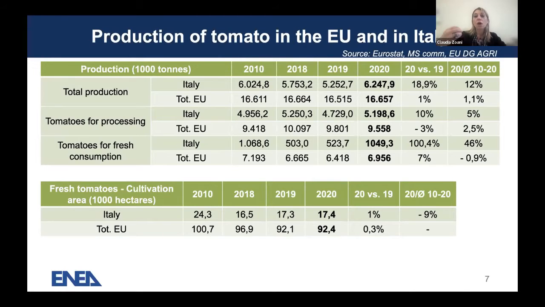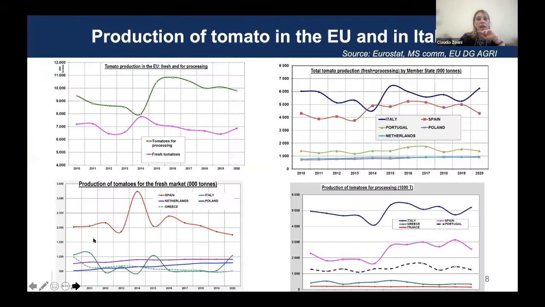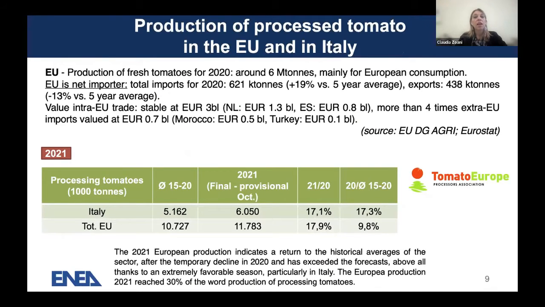And this was due also to better seasonal conditions last year and some improvement in the possibility to work in terms of field production and processing. So here you have the trends, and they compare the trends in production for fresh tomatoes and tomatoes for processing, and also the specific production in some European countries, and it is possible to see how Italy is the main producer in Europe. Now we have totally around 6 megatons of tomatoes produced in Europe in 2020.